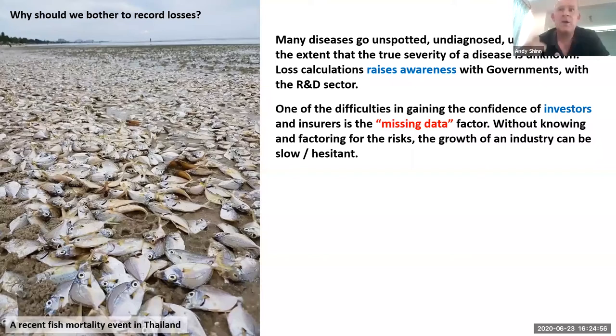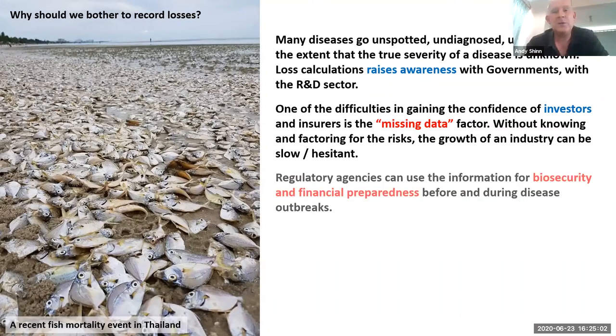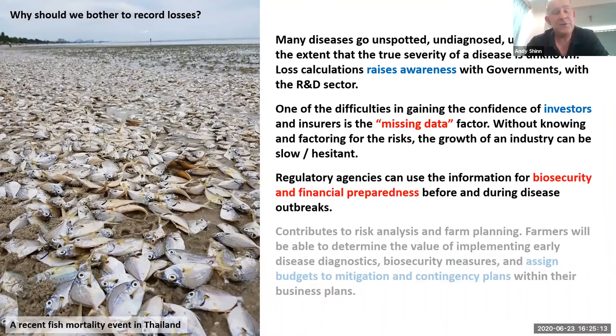Also, for the same reason, if we know what the risks are, then we can also think about our biosecurity and financial preparedness. Again, we can make appropriate planning. And I think this last point here is perhaps the most important point, because if farmers are aware, for example, of the risks of different parasites, then they can plan these into their contingency plans and into their mitigation planning as well.